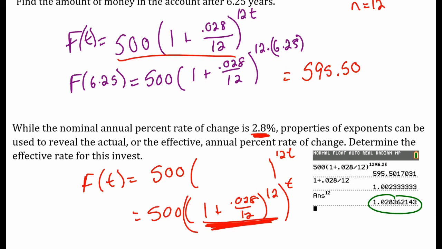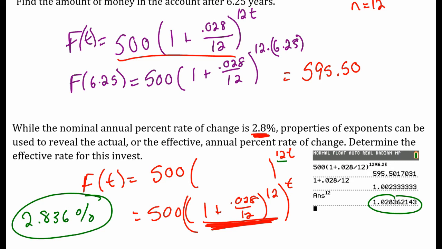Well, that 1 is just representing the 1 plus. So multiply that by 100, about 2.836 percent. So compounding monthly is actually giving us a larger rate than if we were just to compound annually at 2.8%. We're actually getting more money, which is why this is the effective rate. So we can just raise it to the 12th power. We can use that power to a power rule to get the annual rate.